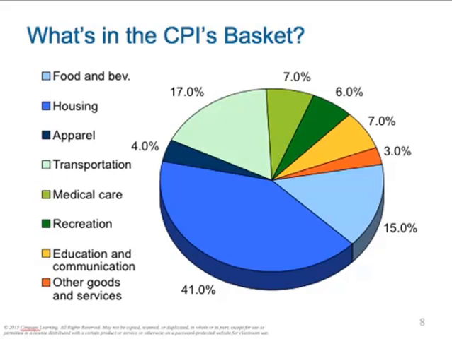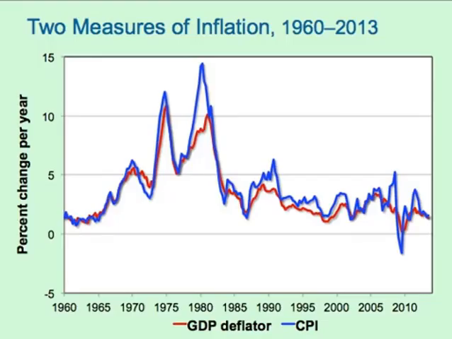So if you wanted to break down a little more about CPI, you could take a look at the Bureau of Labor Statistics, which would enable you to compare your own spending to the individual goods of a typical household. Your spending will change over time. There are two measures of inflation from 1960 to 2013. The red one is the GDP deflator. The CPI is the blue line here.